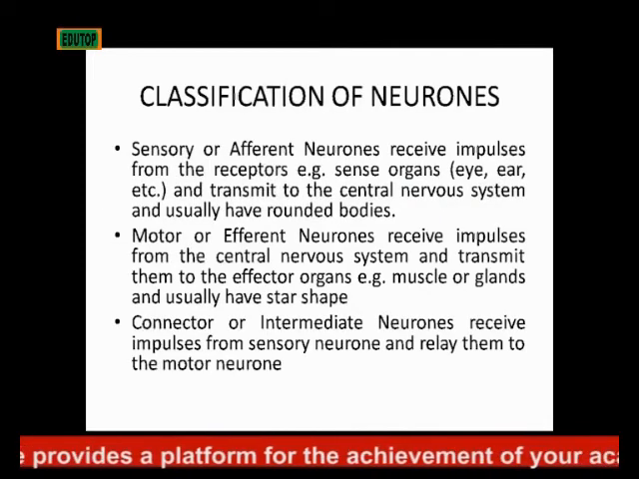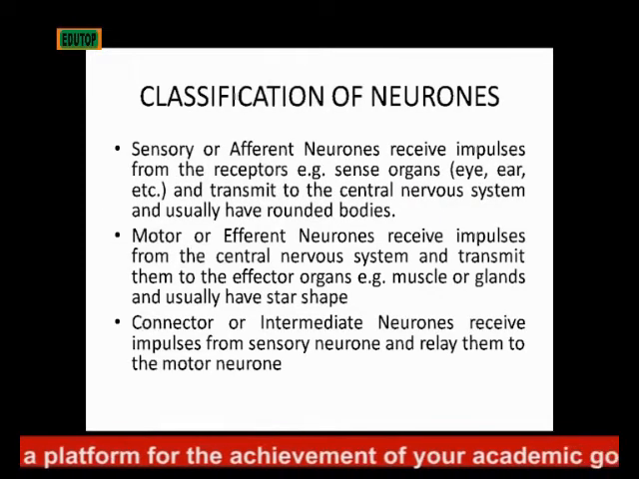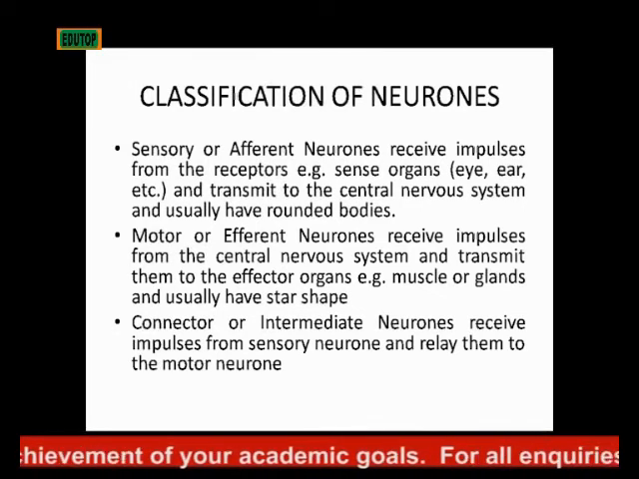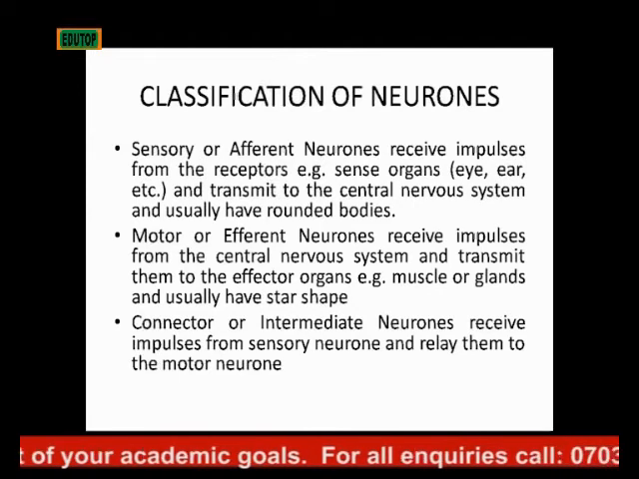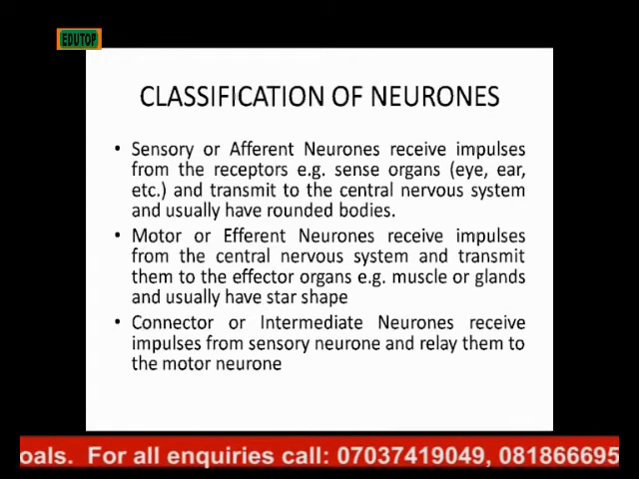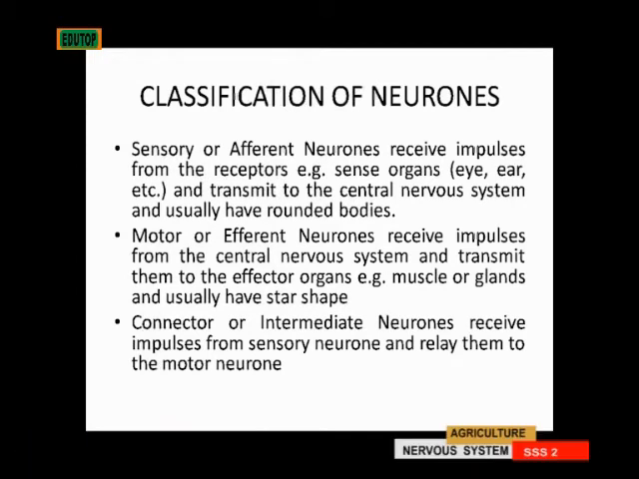Then we classify neurons into three groups. We have the sensory or afferent neurons, the motor or efferent neurons, and the connectors, the third one, or what we call the intermediate neurons. The sensory or afferent neurons receive impulses from receptors, e.g. sense organs such as your eyes, hair, and the rest, and they transmit the impulses they receive from receptors to the central nervous system. They usually have rounded bodies.